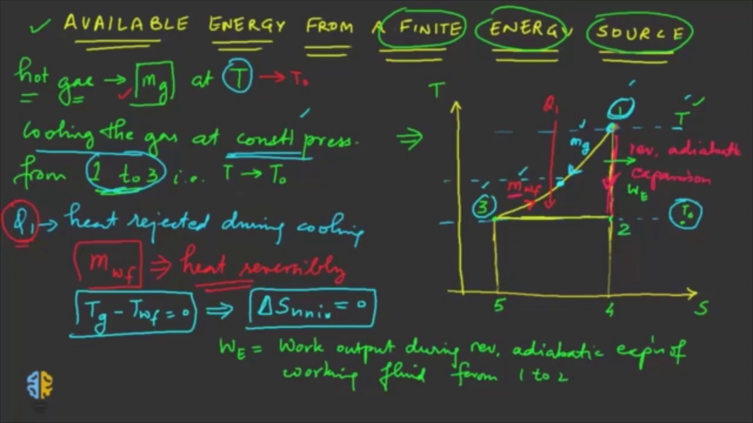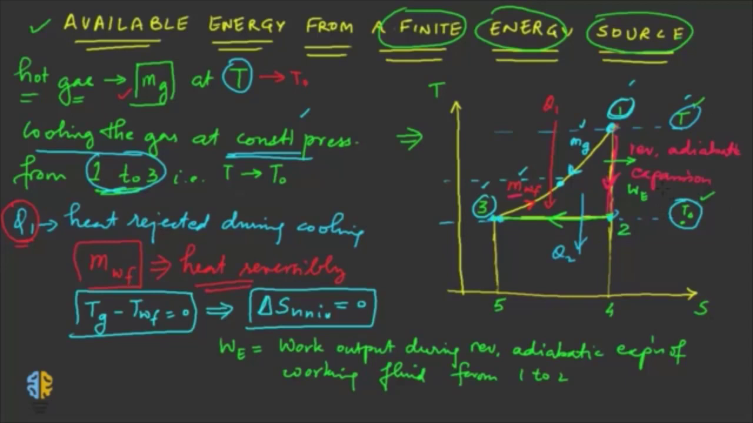After state 2, it rejects heat reversibly and isothermally to return to the initial state 3. So from state 2 it will go to state 3 at the same temperature, T0, and in doing so it will reject some heat. Let us say the amount of heat rejected in going from state 2 to state 3 is Q2. Now you have a cycle 1, 2, 3, which represents a cycle working between two temperature limits, T and T naught.